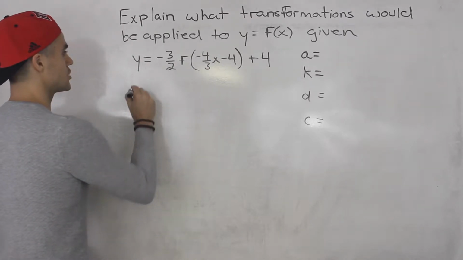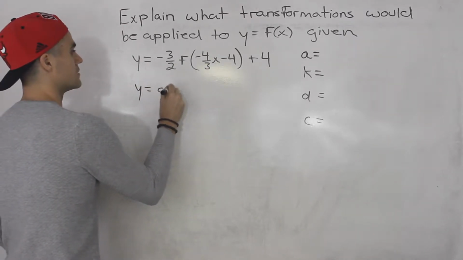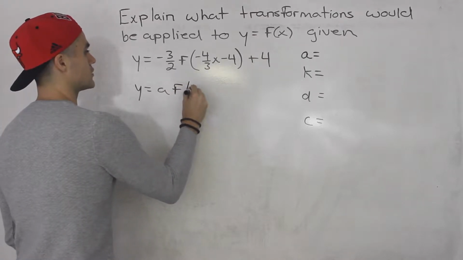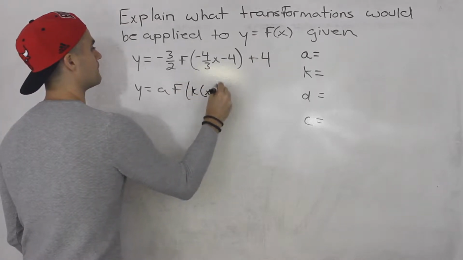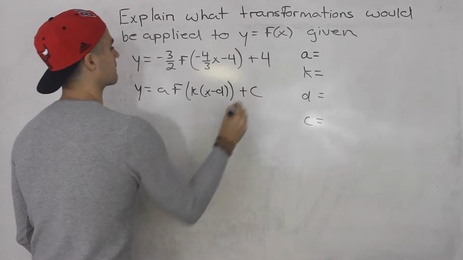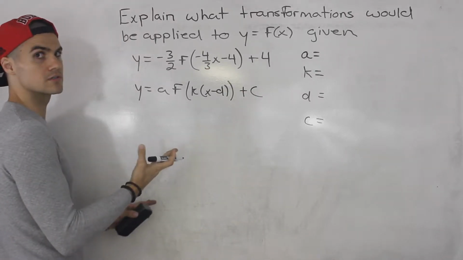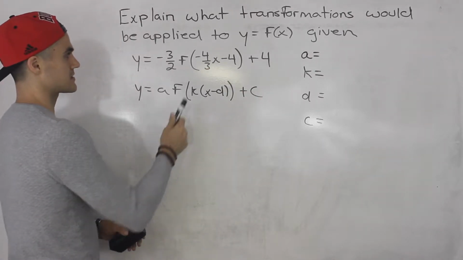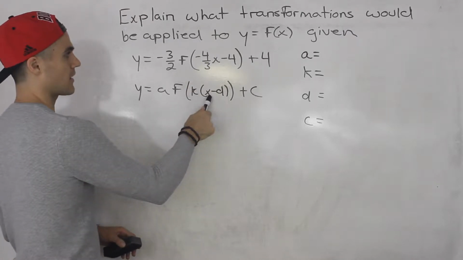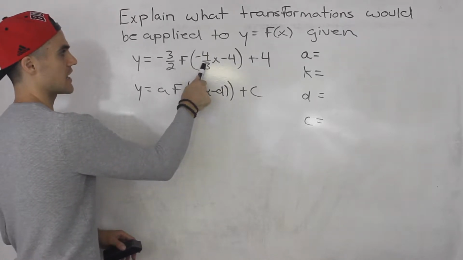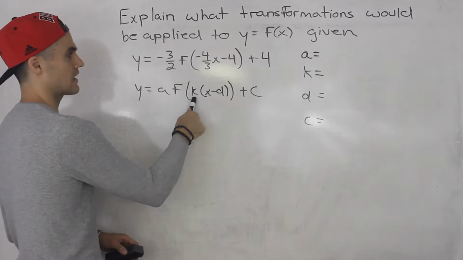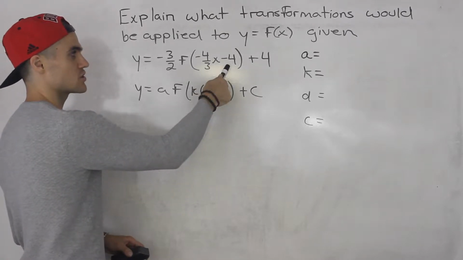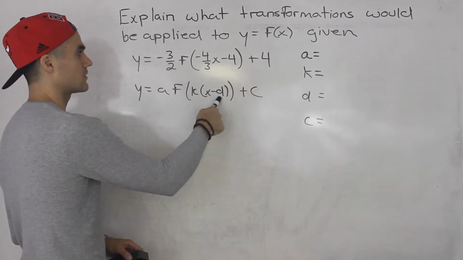So in general, what you want is you want the function to be in this format. And notice that it's almost in this format, except for this x value. Notice it's not by itself, it has this negative 4 over 3 attached, so we have to factor it out as the k value, but then that's going to change this value, which is going to be the d value.